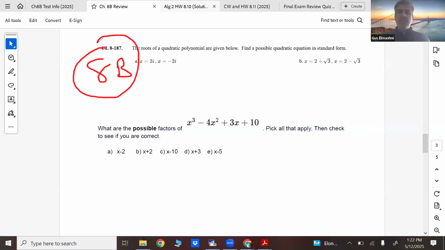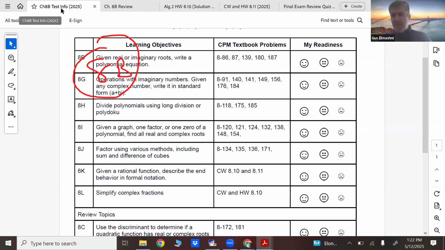Is that pretty close to the test question? Yes, it is. I'm looking at it right now. I give you the roots, you give me the equation that goes with it. We'll talk about that later, but that's been on the homework anyway. There's a few problems like that on the homework. I did a bunch of the answer keys this morning and afternoon. So that's the first thing listed there: given real or imaginary roots, write the equation.